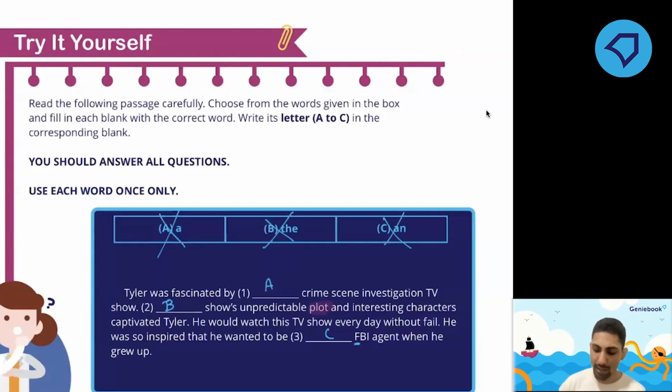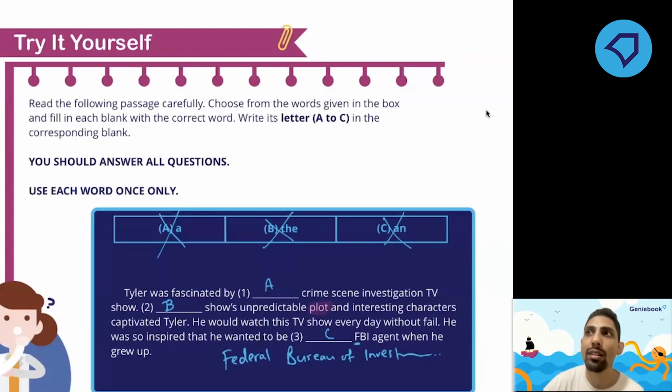What does FBI stand for? Federal Bureau of Investigation. That's okay. Federal means it's associated with the government.